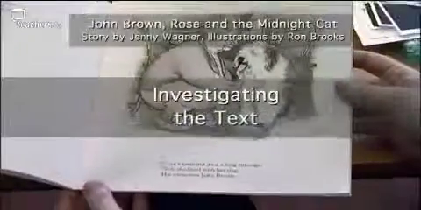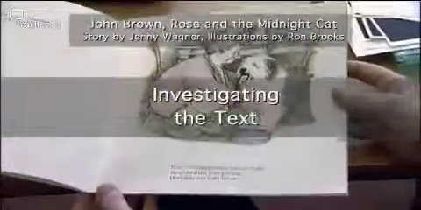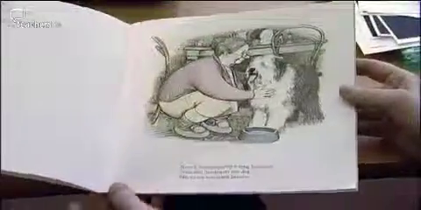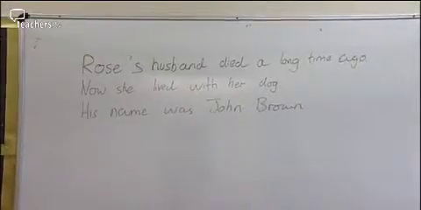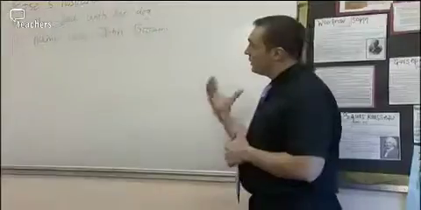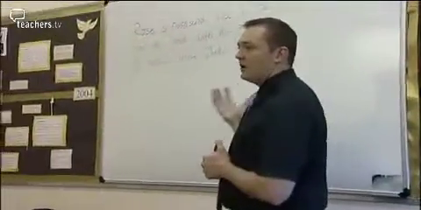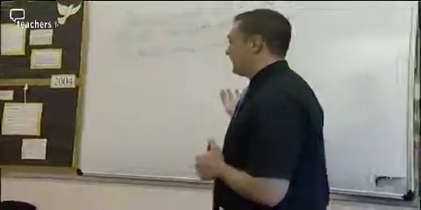We've got, guys, the opening here to a book. Rose's husband died a long time ago. Now she lived with her dog. His name was John Brown. What can we notice straight away about this text?